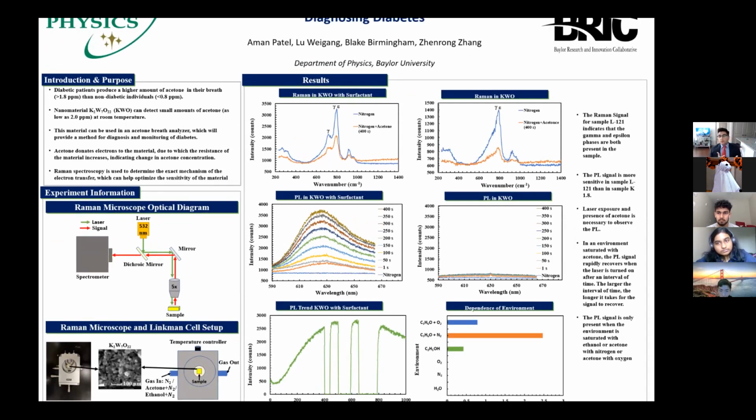As you can see, we observed no real shifts in our Raman spectrum as we were going through our experiment, because with nitrogen plus acetone, the only thing we see is the decrease in intensity, and that is due to the presence of acetone over the material and its interaction with the laser path. But what we did observe was this little rise at the very end, which you can sort of see.